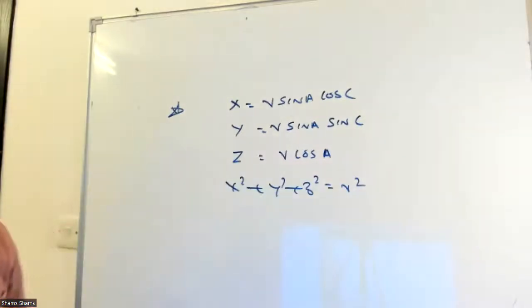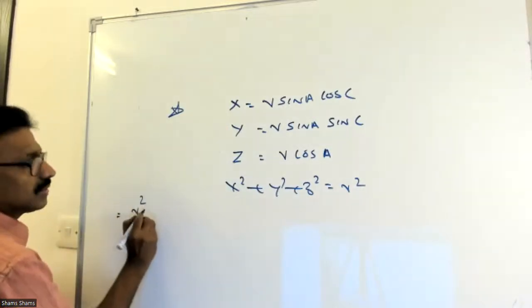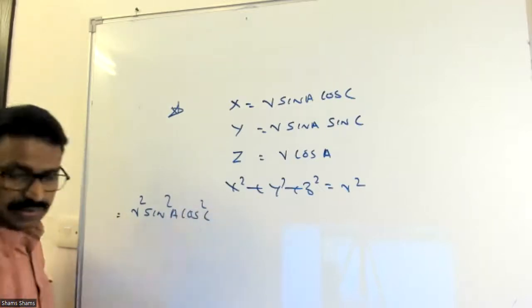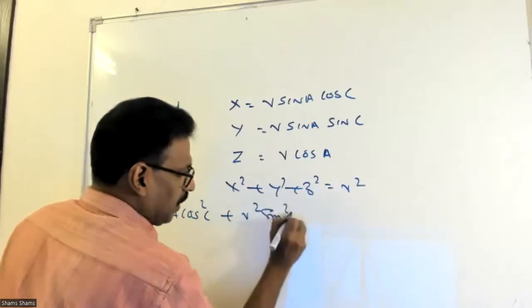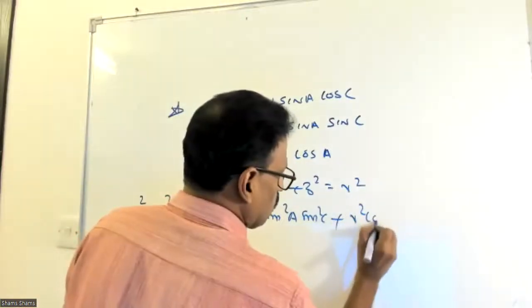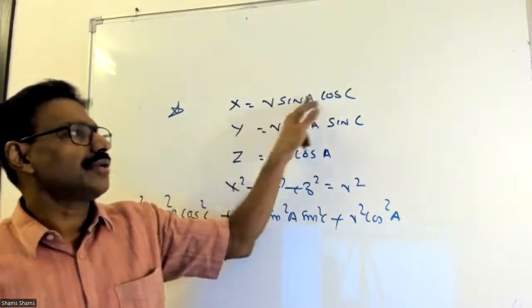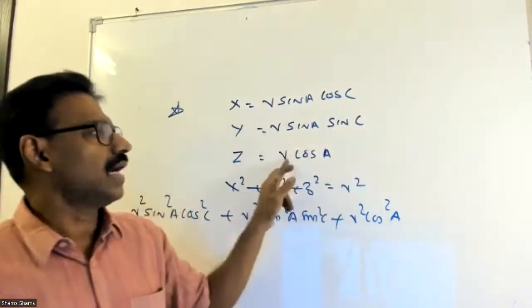Okay. Look at here. It's very simple. X square, what do we get? R square sine square A cos square C plus R square sine square A sine square C plus R square cos square A. This step, check this line.